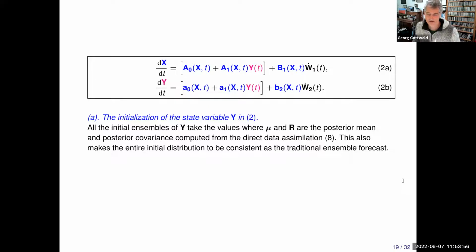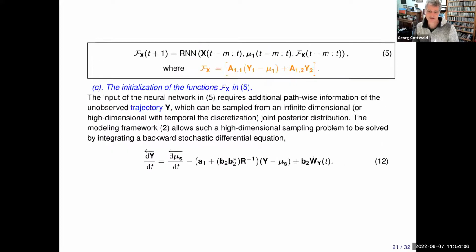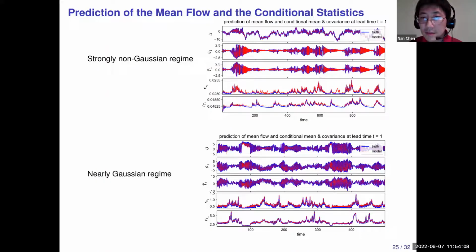Any more questions? Maybe I can ask, and could you please go to page 25? So at the top one, for the strongly non-Gaussian regime, it appears that where you got the biggest errors is in the laminar periods, if I look at the bottom two rows. You mean here, right? Yes.